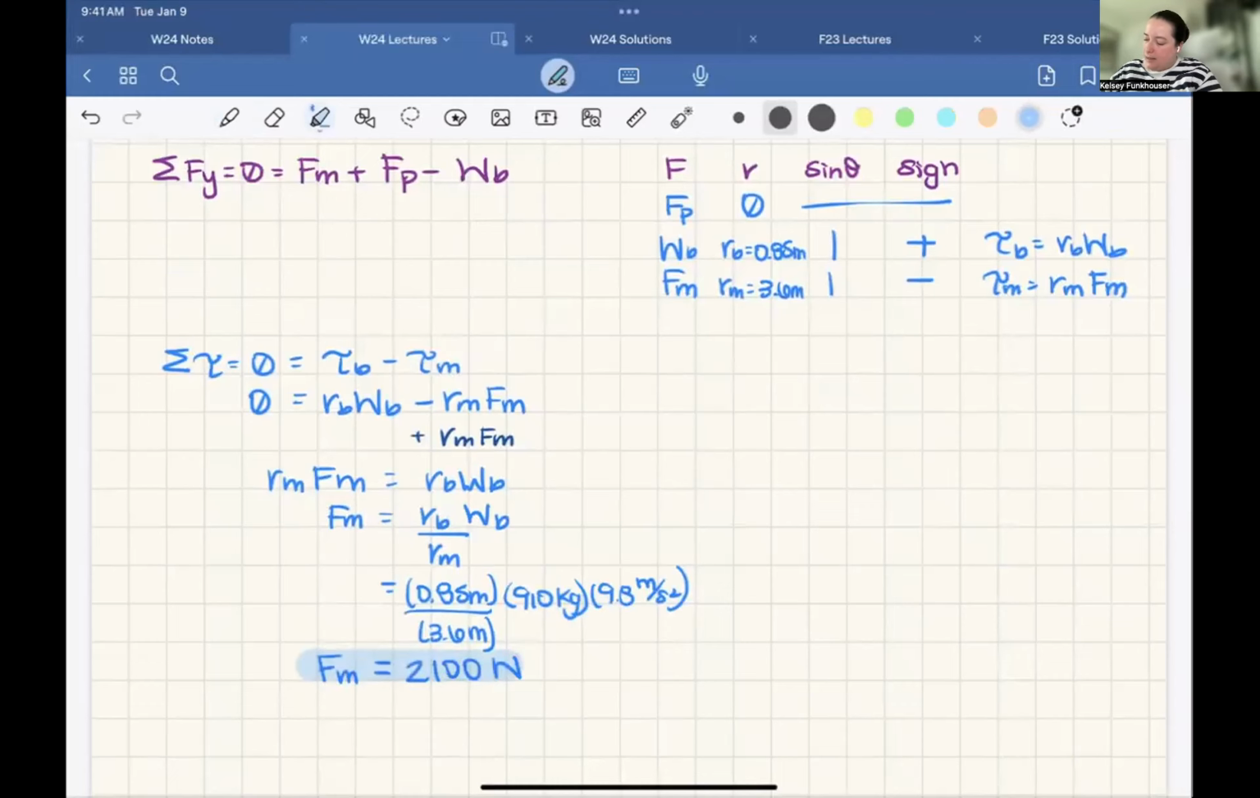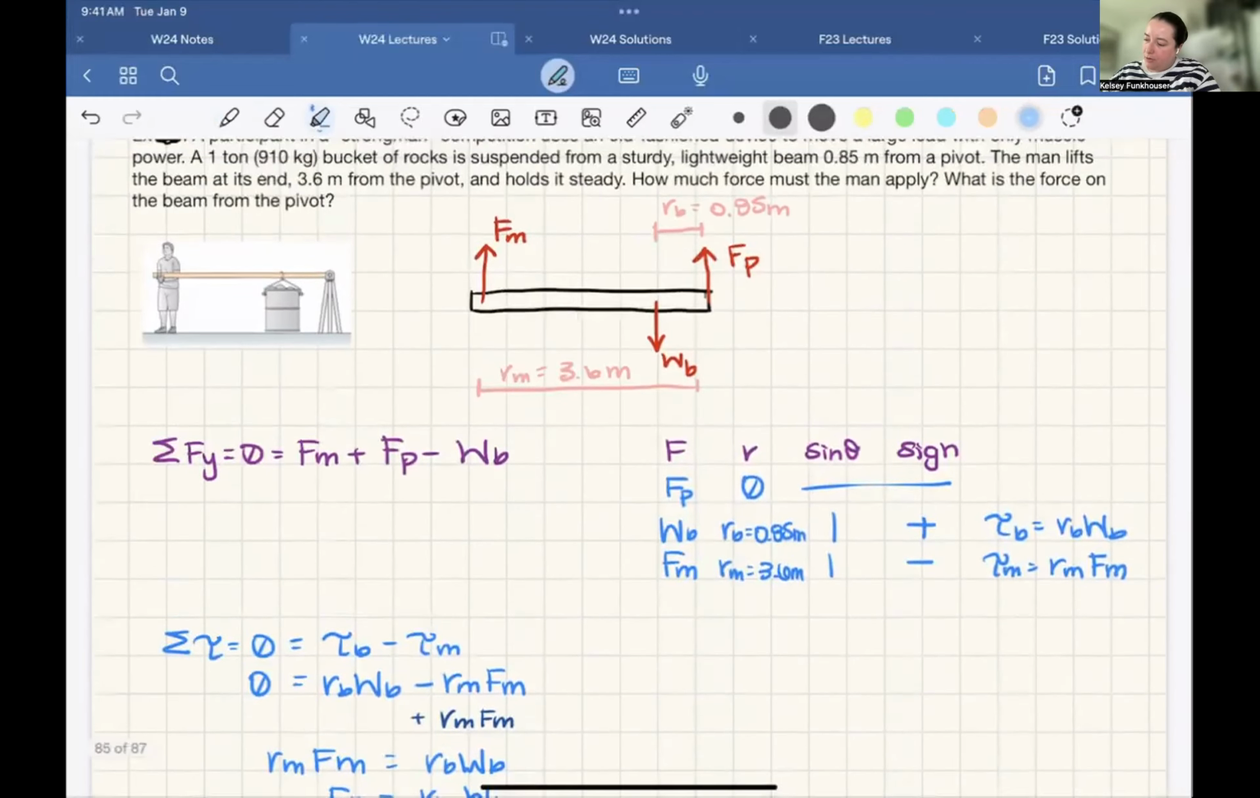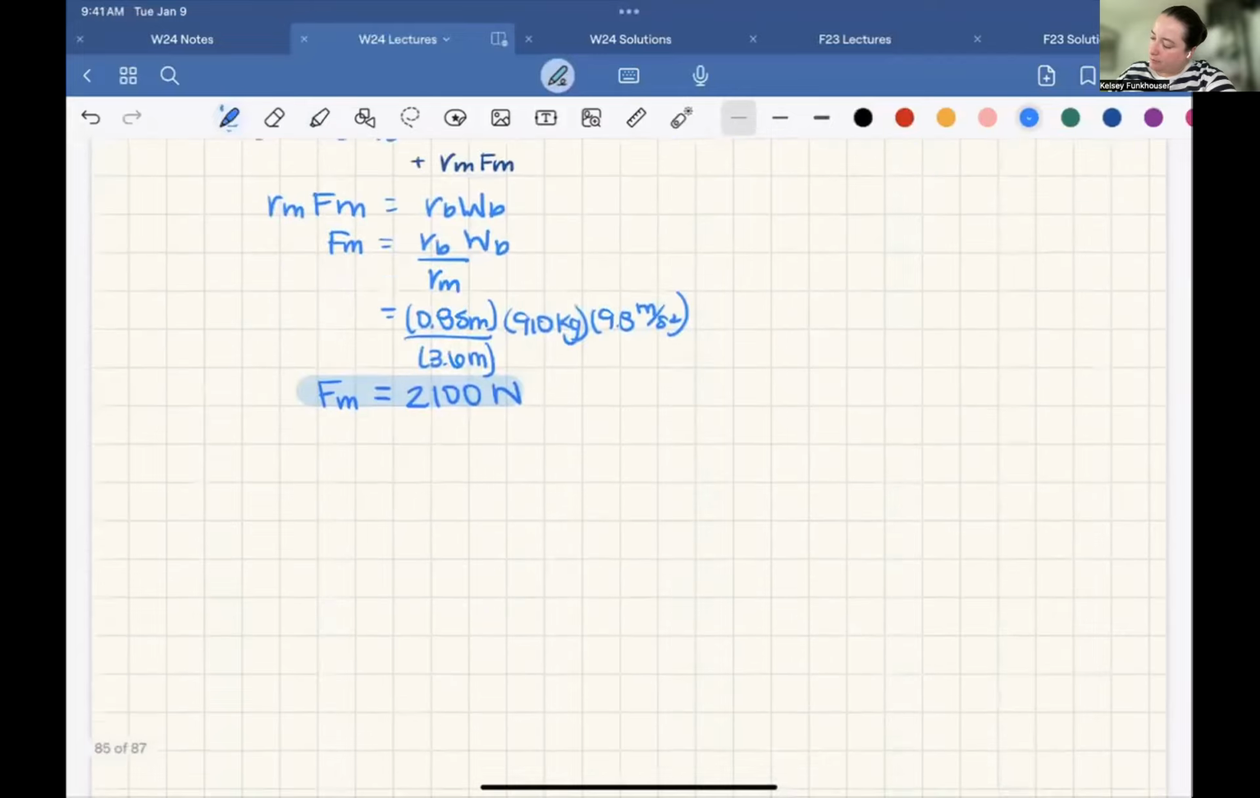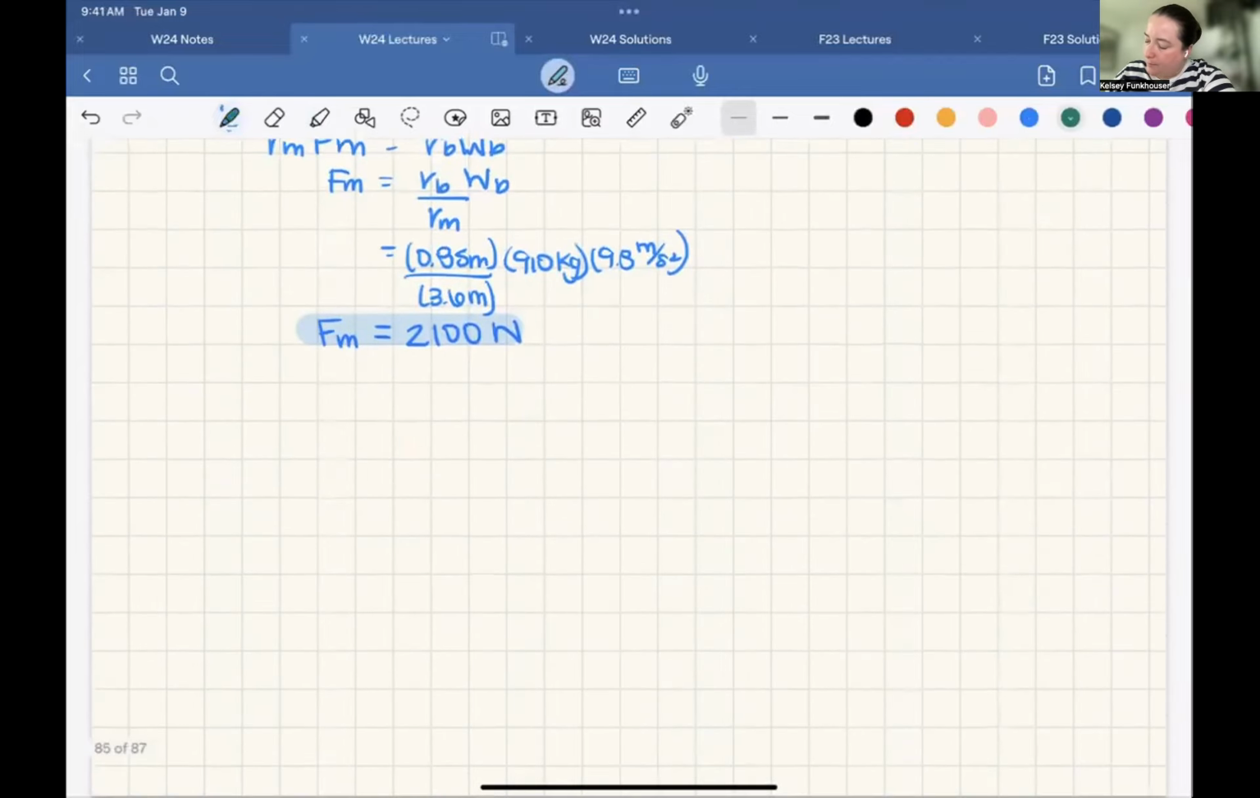I'll highlight this. And then we're also asked for the force the beam applies, and we know because, or I'm calling it the pivot, sorry. The force the pivot applies, and we know because it's the pivot point that it didn't apply any torque. The reason we did this on the force equation ahead of time was because that's where the pivot force is. And now we know the force by the man and we know the weight, so we can find the pivot force. Let's move it down here.